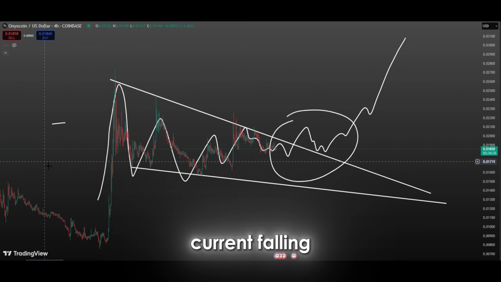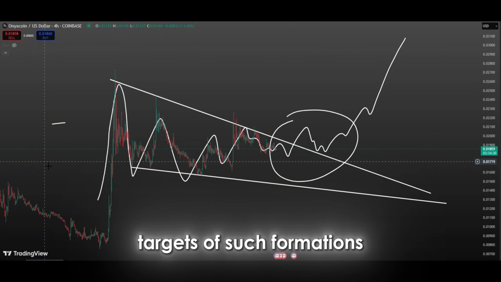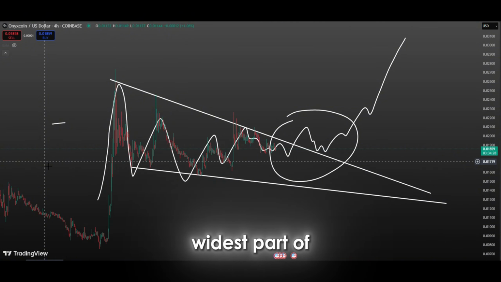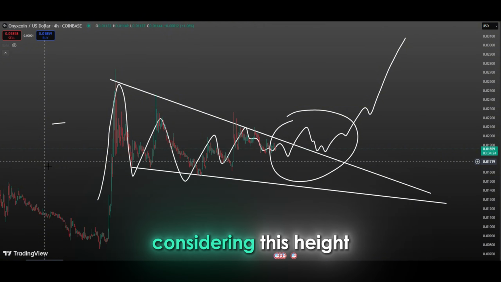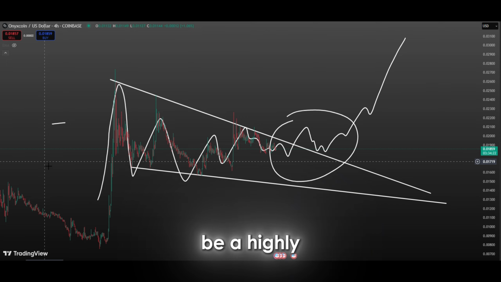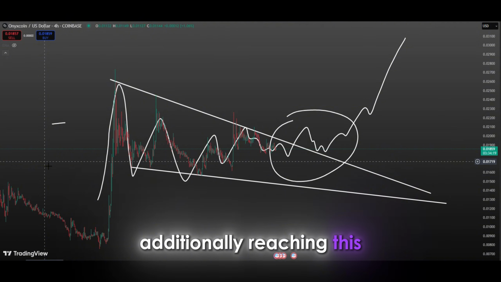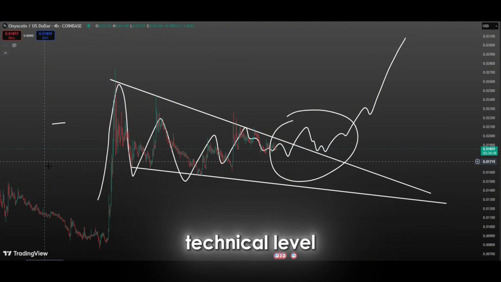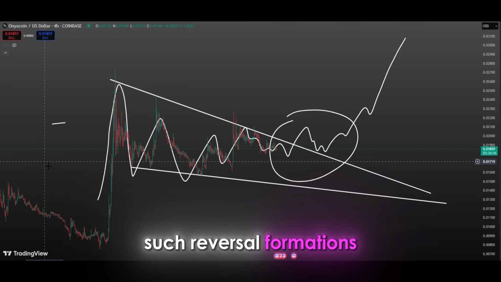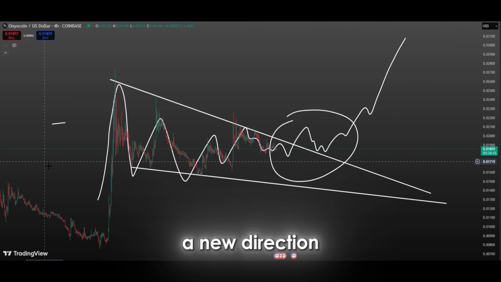Therefore, if the current falling wedge formation breaks to the upside, the probability of the price reaching its target levels is quite high. The post-breakout targets of such formations are usually measured by the height of the widest part of the wedge. That is, the distance from the widest point within the wedge gives the potential price target in the direction of the breakout. Considering this height in the current chart, there appears to be a highly attractive and rewarding upward potential for investors. Additionally, reaching this target zone represents not only a technical level, but also a psychological threshold. Such reversal formations give the market a new direction and strengthen investors' belief that the trend has changed.